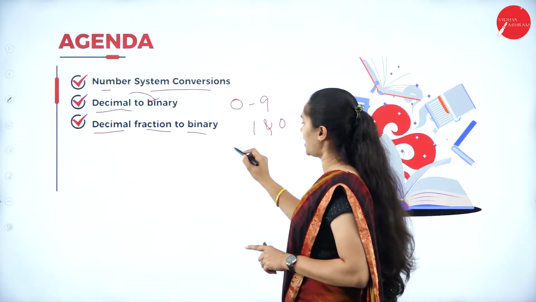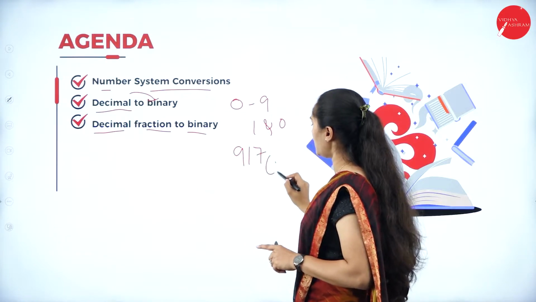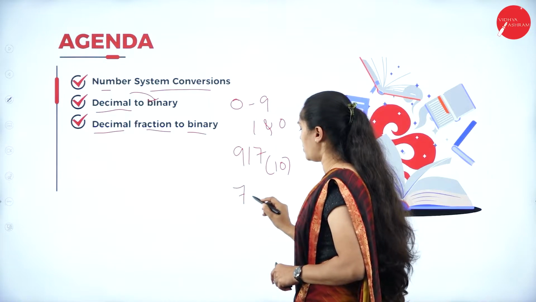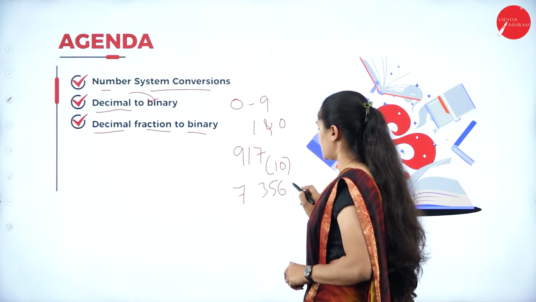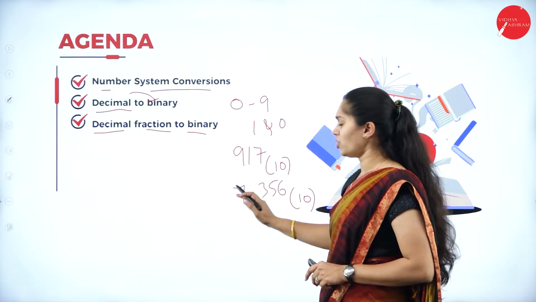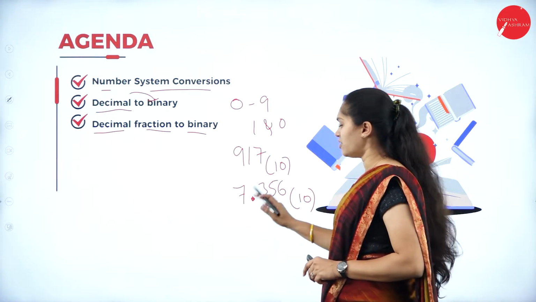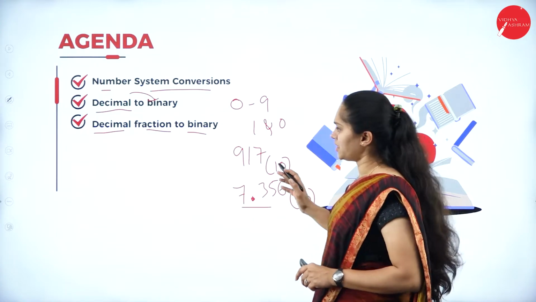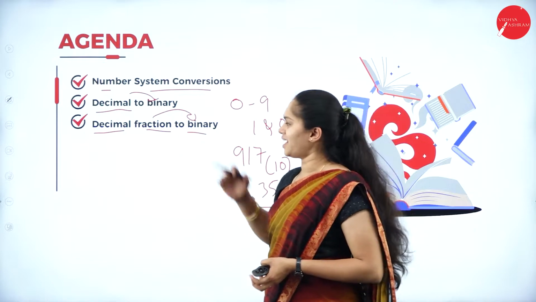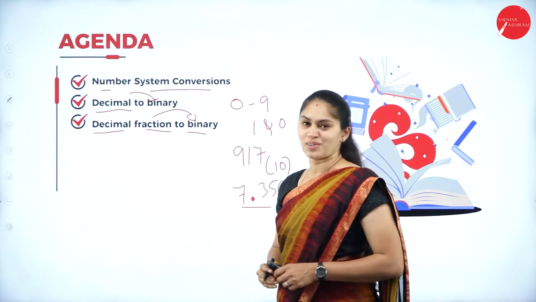For example, if I am writing 917, this is a decimal number, its base is 10. If I am writing 7.356 base 10, this is a decimal fraction. Why? Because here we have both a whole number as well as a fractional part. That is what we are converting, from decimal fraction to binary, in today's class. Let me get into today's session now.